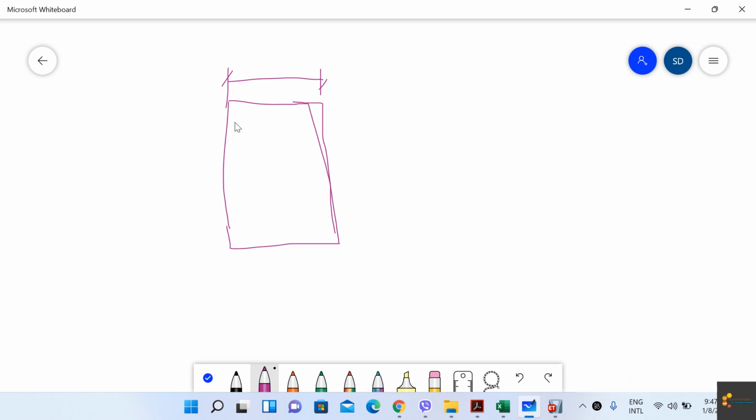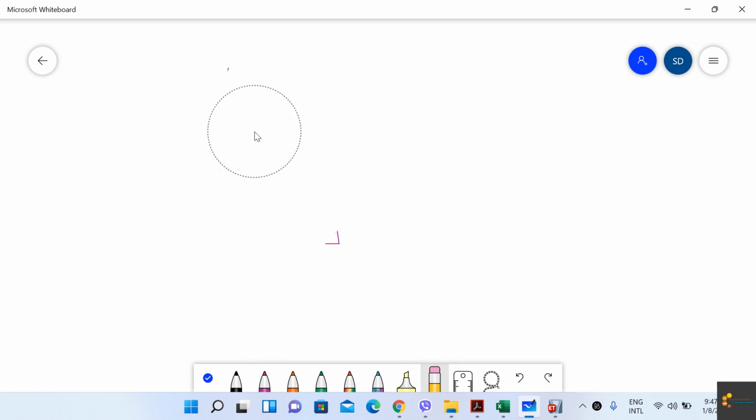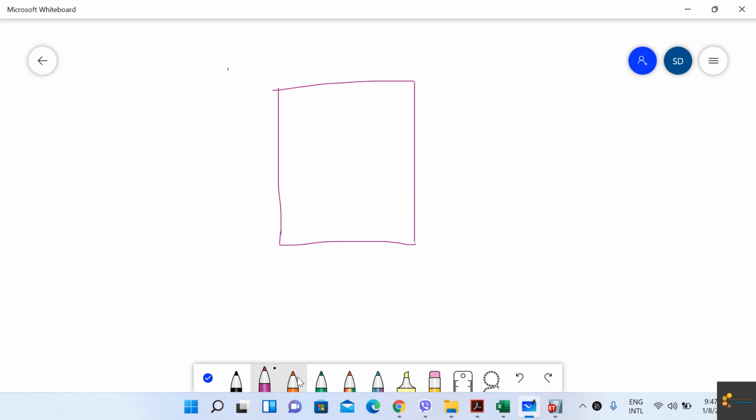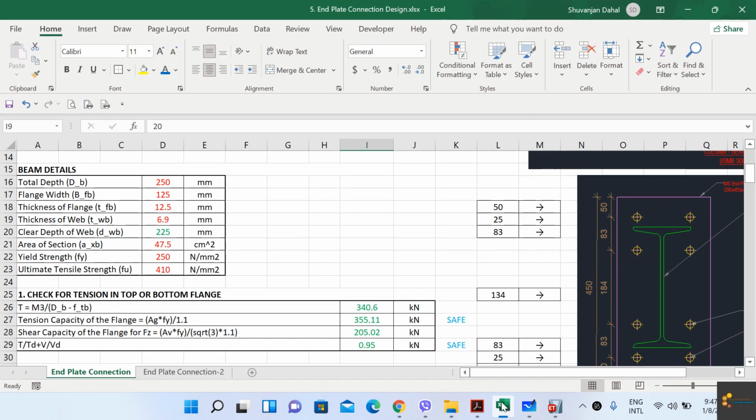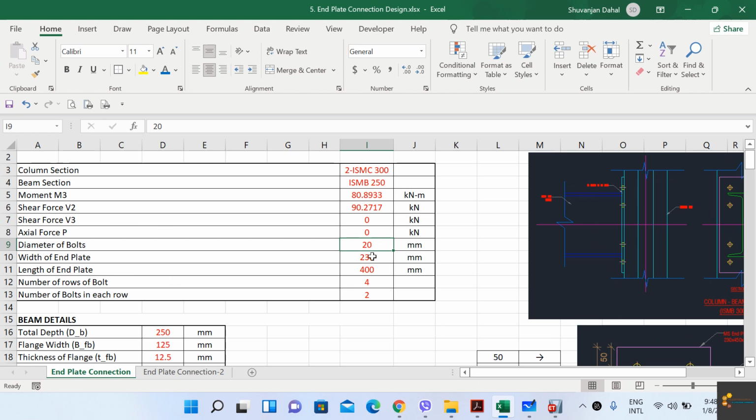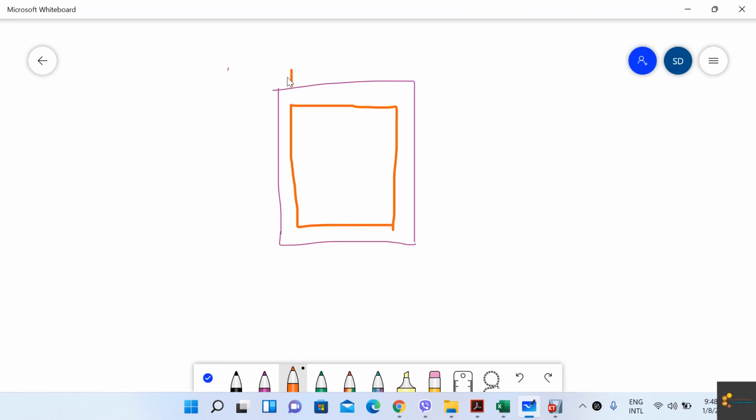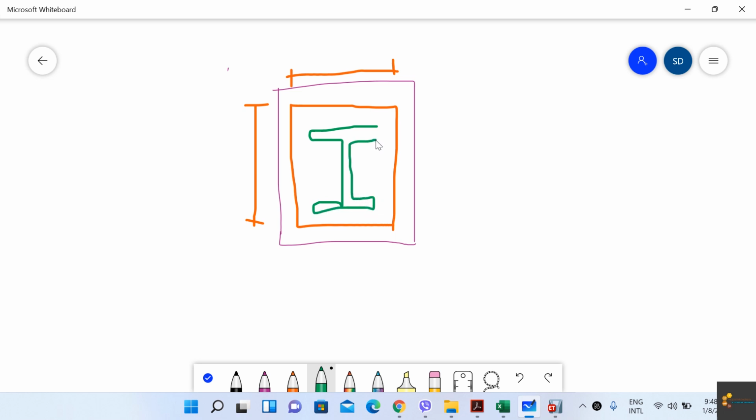And here we will be using, okay, let me draw this again. So this is the face of our column, and this is the end plate that we will be using. So we have supposed here that the width of end plate is 230 and length is 400 mm. That means this is 230 and this is 400 mm. And this is our I section beam, that is ISMB 200, that we will be using to connect with this column here. And our bolts, we will be using 8 bolts, 4 on this side and 4 on the other side here.